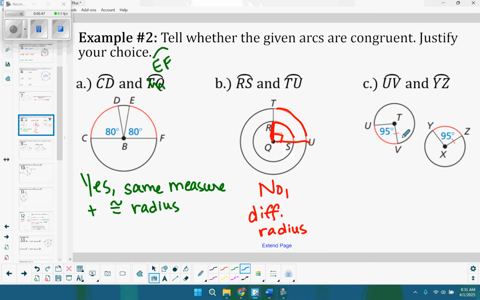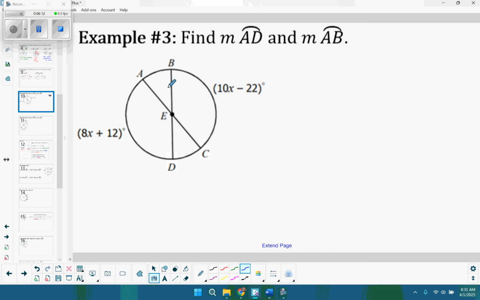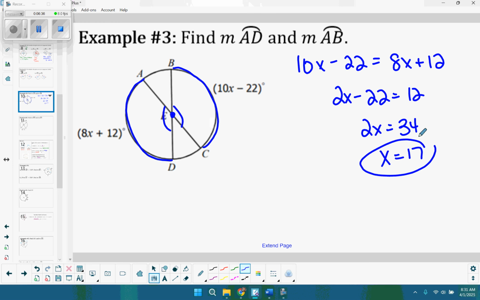Example 3. We want to find the measure of arc AD and the measure of arc AB. Right now we know, because these angles are vertical, the measures of these arcs would be equal as well, right? Because they were the central angles here. So I'm going to start by setting those equal. Take away our 8x. Add our 22. And divide by 2, so we get x is 17.